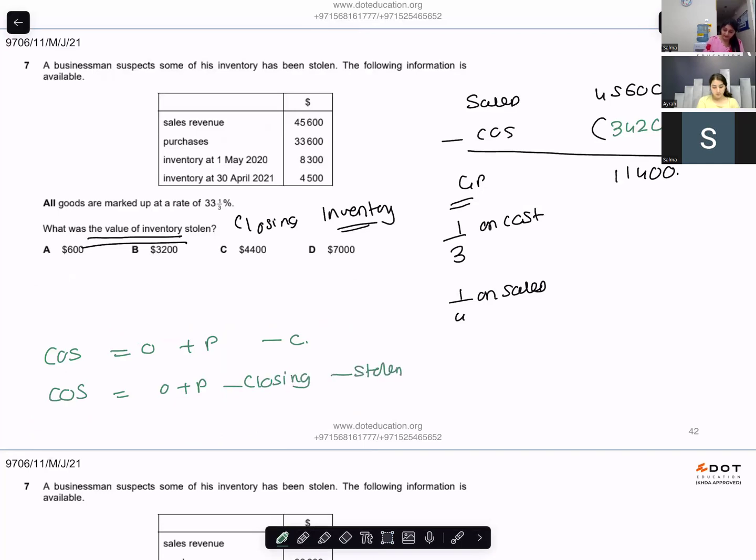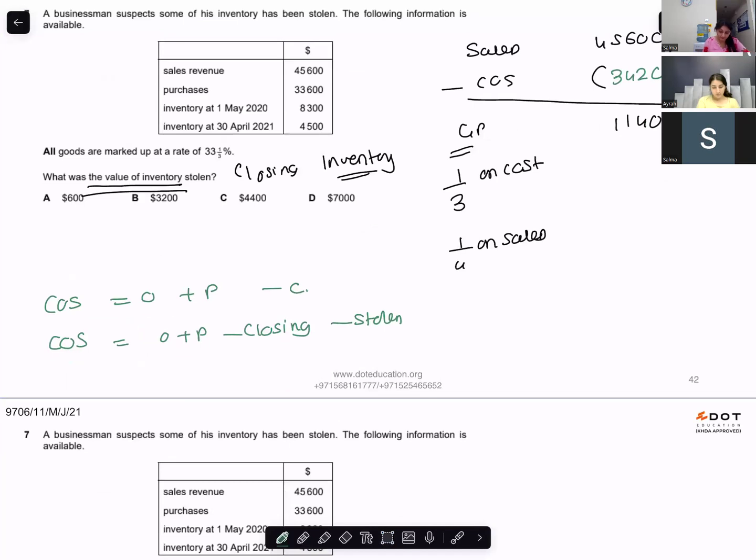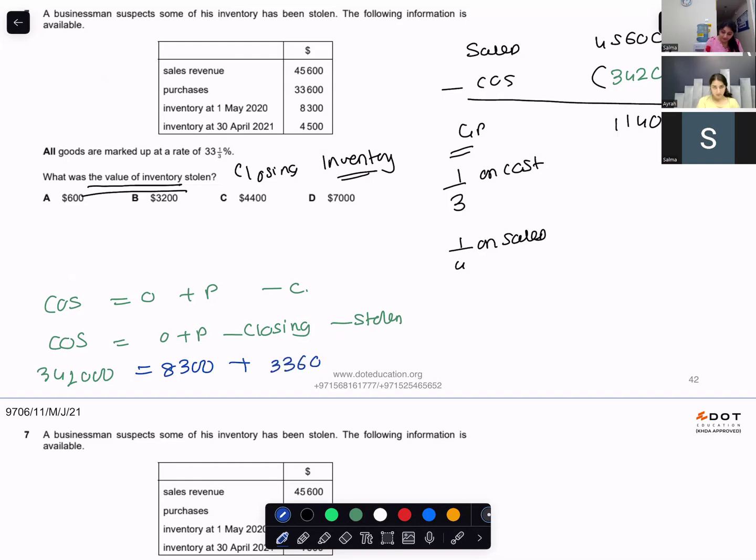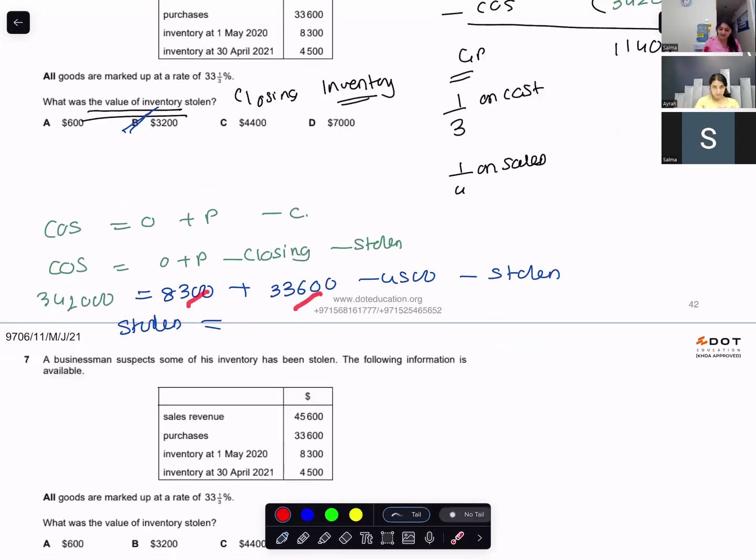Okay, so it'll be 342,000 is equal to 8,300 plus 33,600 minus 4,500 minus stolen. So if you do the calculation, it will be 3,200 as stolen. How much? 3,200. Okay.